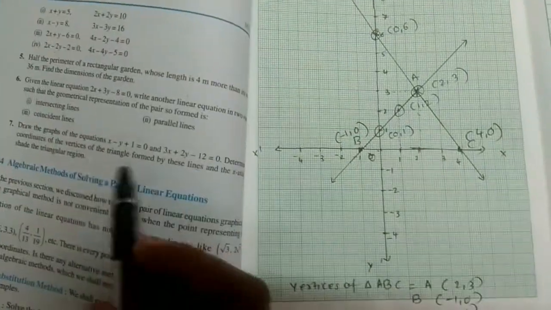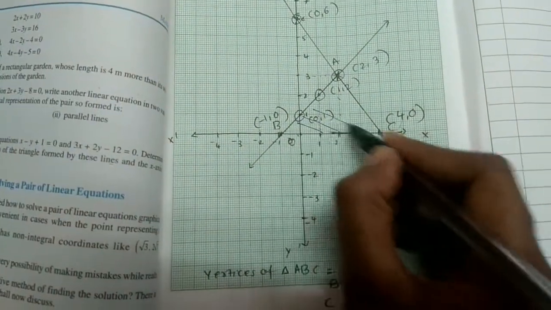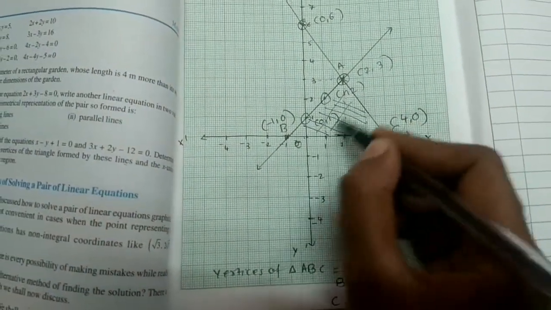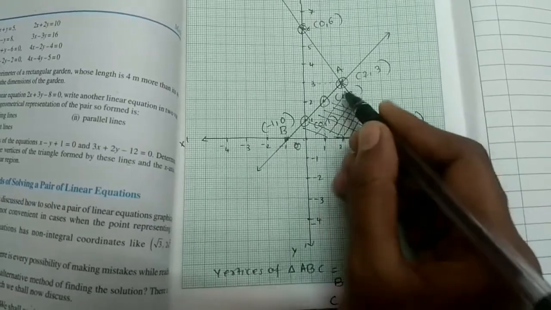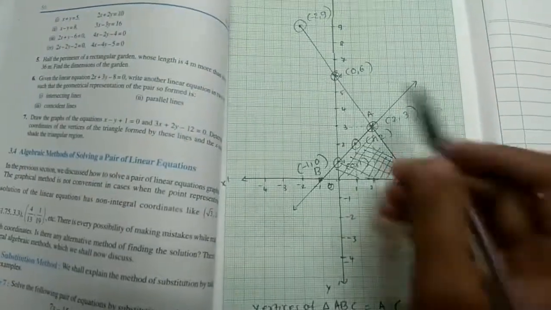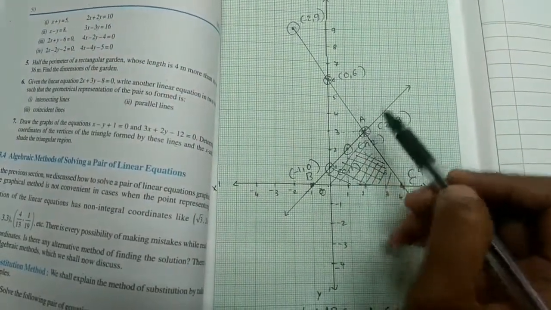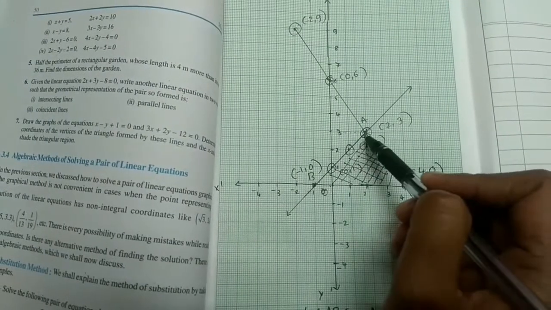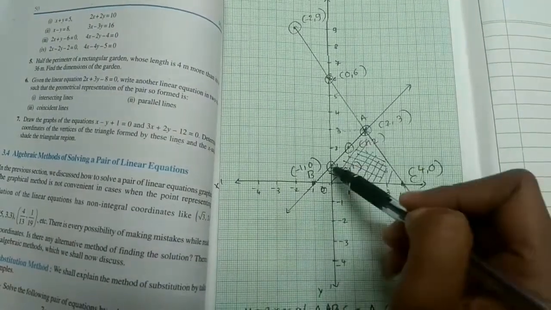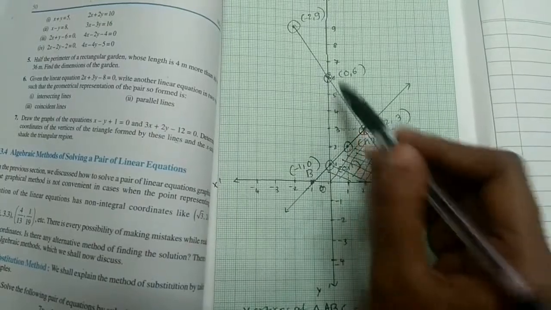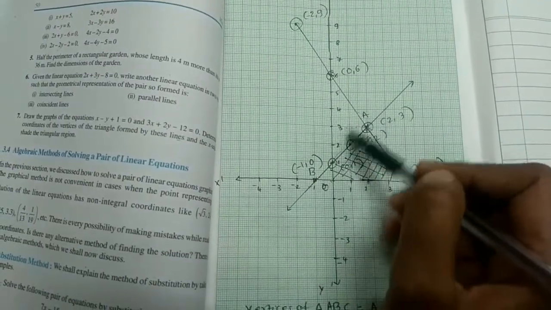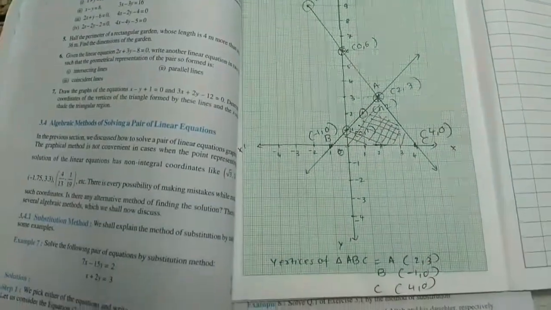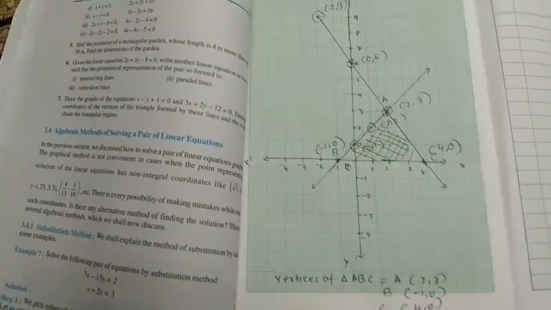Next, what did they say? Shade the triangular region. So this region you have to shade. A question may also be asked to find the triangle formed with these two lines and the y-axis. See where these two lines intersect the y-axis. So this will be the triangle. Definitely there will be a 4 marks question based on this.